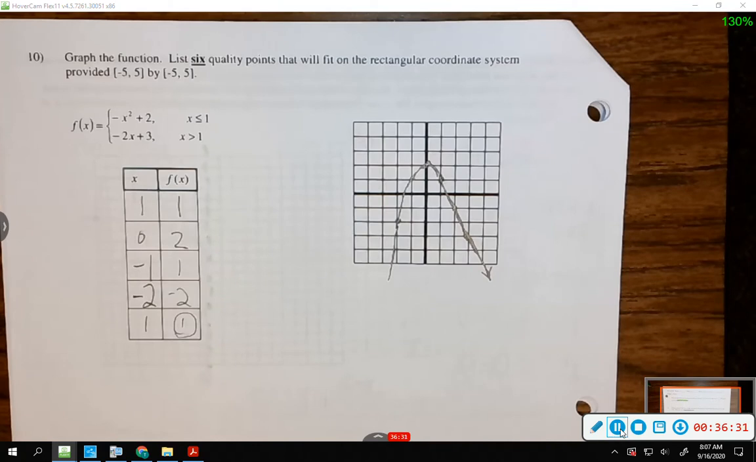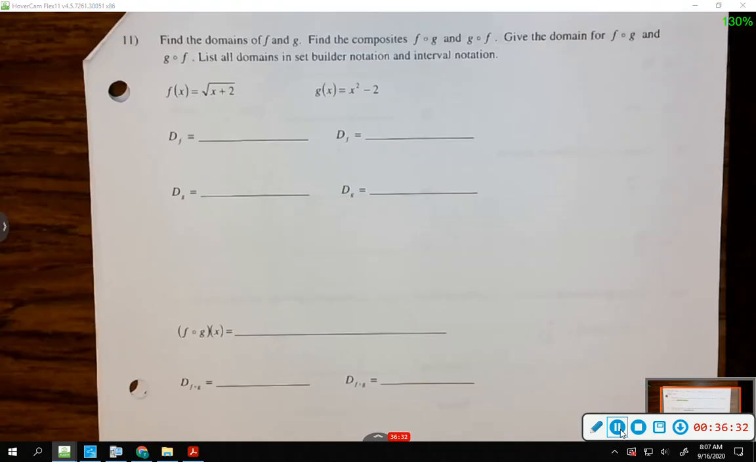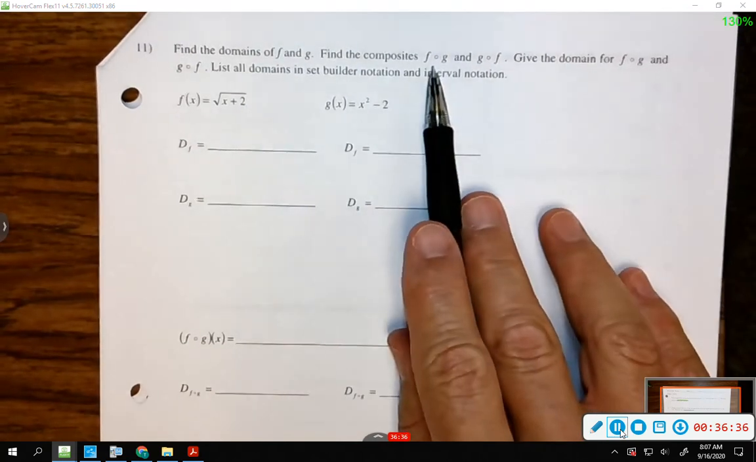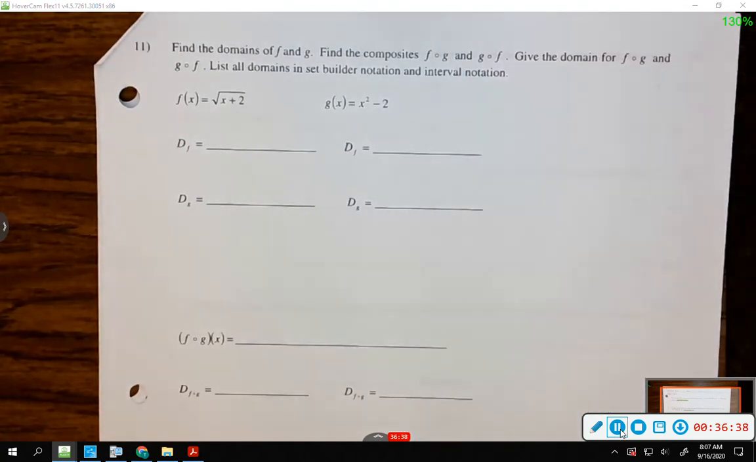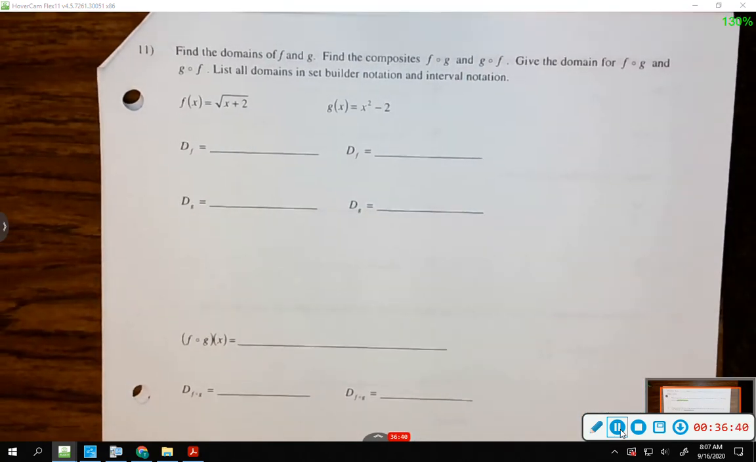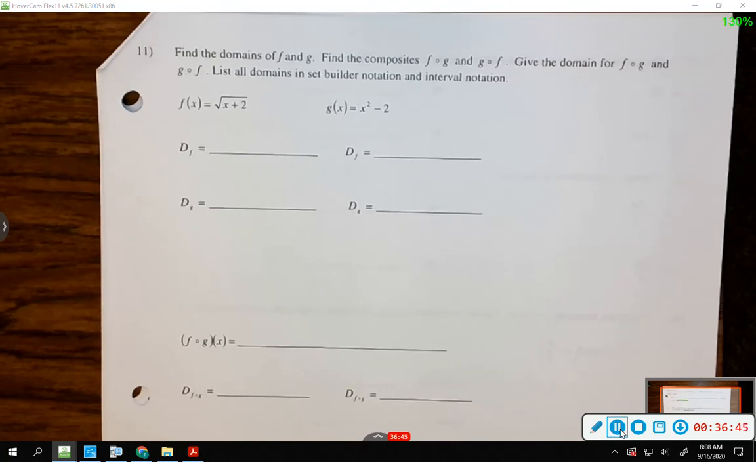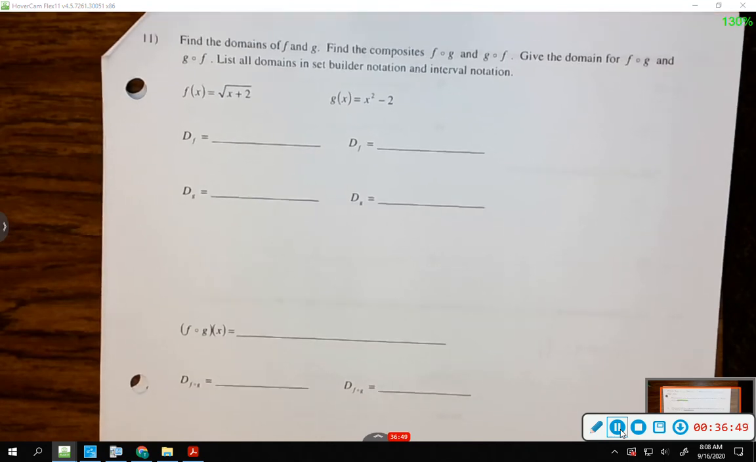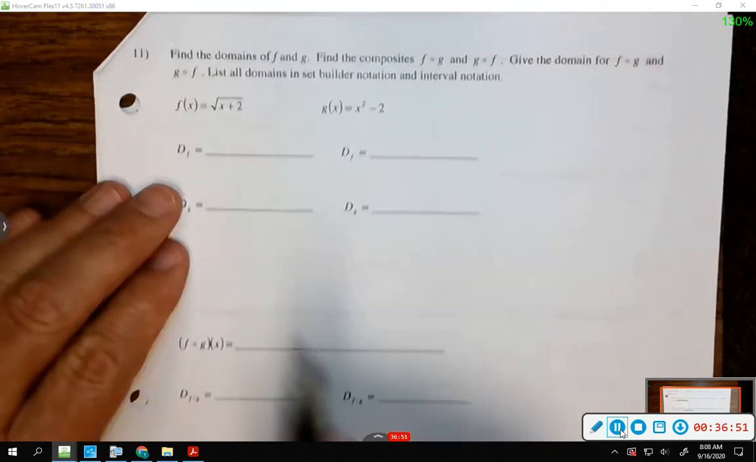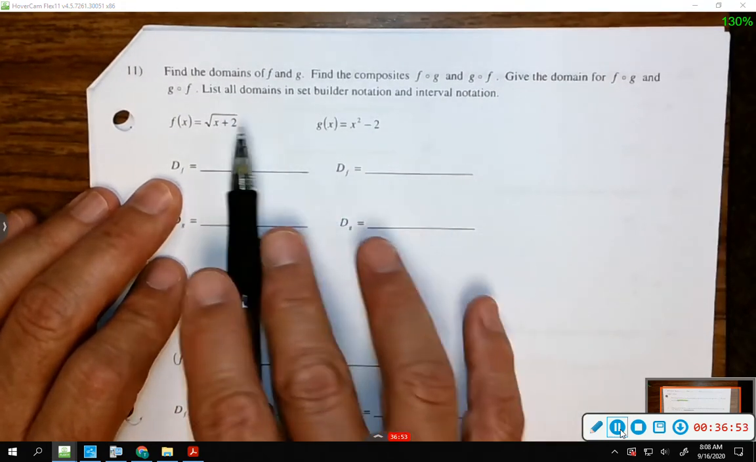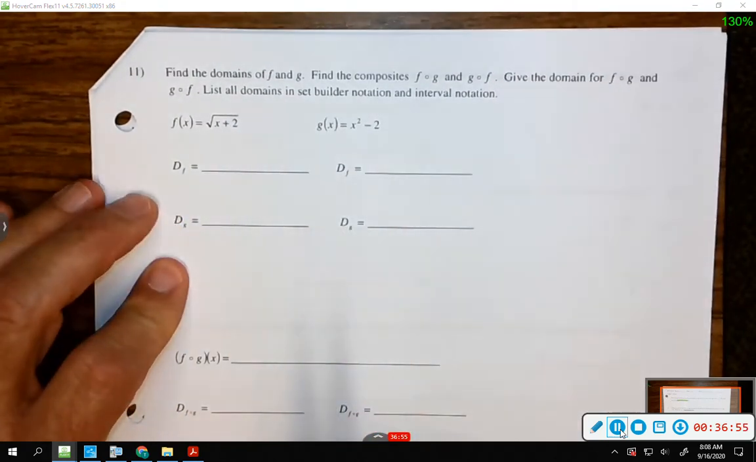Problem number 11. For problem number 11, this is on composites. Remember, a circle means composite, not multiplication. So we want to find f of g and g of f. And then we want to give the domain of f and g of f. List all domains in set builder notation and interval notation. So start out. We're just going to find the domain of these two. Okay? The domain of f.